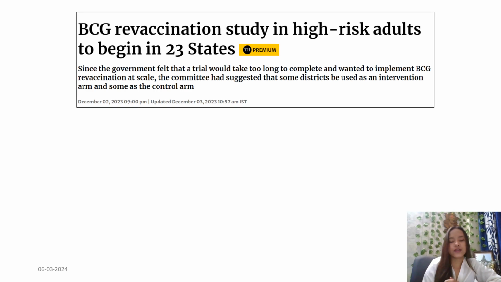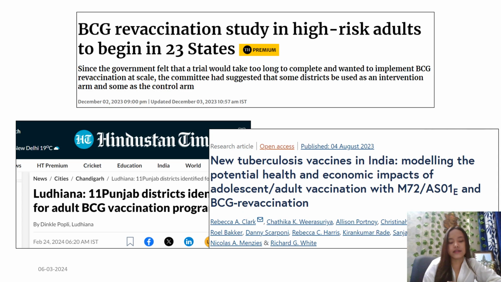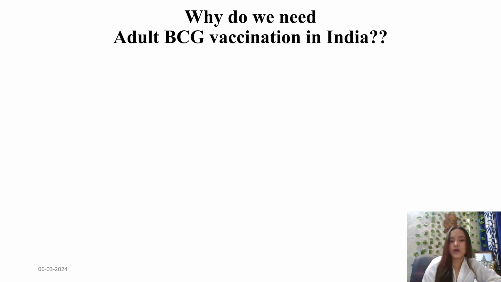As many of us must have seen in articles and social media regarding the adult BCG vaccination which is going to be conducted in India. But first, we need to understand why we need adult BCG vaccination in India. As we know, India has the largest global burden of tuberculosis. In 2021, there were an estimated 2.9 million cases and 506,000 deaths, representing approximately 30% of the total global deaths, which was contributed by India alone.